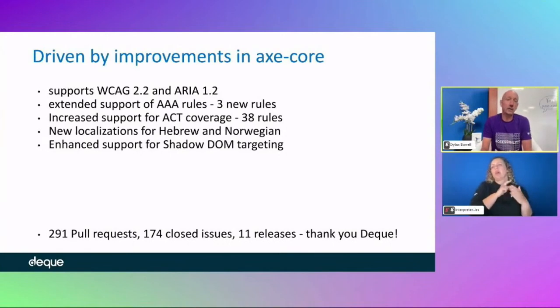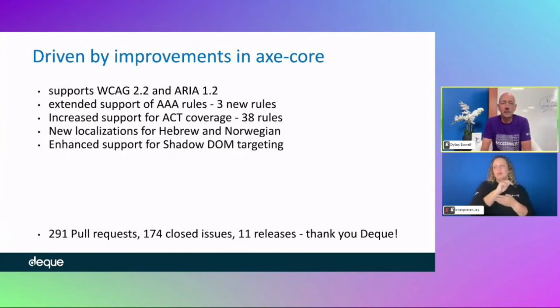Now, for those of you who don't know what accessibility conformance testing is, it's a W3C community group that is focused on trying to get standardization in the results that come out of accessibility testing. It's agnostic to how that accessibility testing gets done. It can be automated, it can be completely manual, it can be a combination of automated and manual, it doesn't really matter. But what they've done is they've created these rules that have particular cases and what the result of that testing should be. And Axe Core now covers 38 of the ACT rules.